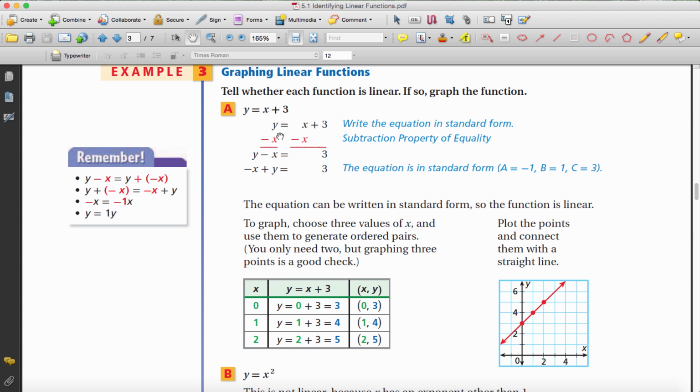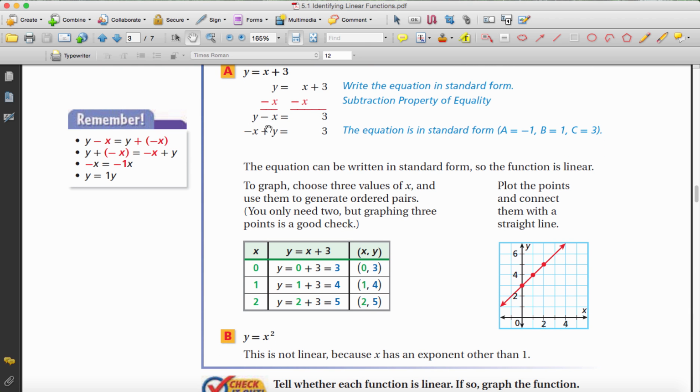So in order to do that, what we do is we subtract x from both sides. So I say y minus x minus x, and then plus 3. The x's cross away. This leaves me with y minus x equals 3. Then I can rearrange these two terms.